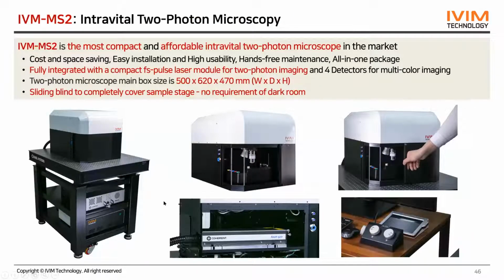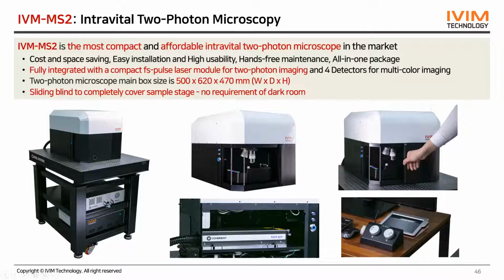And then recently we are providing this MS2 model. This is a two-photon microscope. It's fully integrated with the compact femtosecond pulse laser module inside, like this. So this whole system is equipped with the laser system inside, so you don't need this bulky Ti-Sapphire femtosecond laser for two-photon imaging.